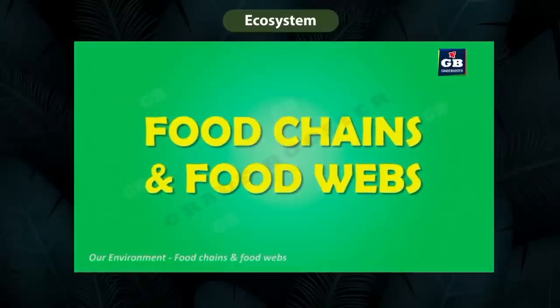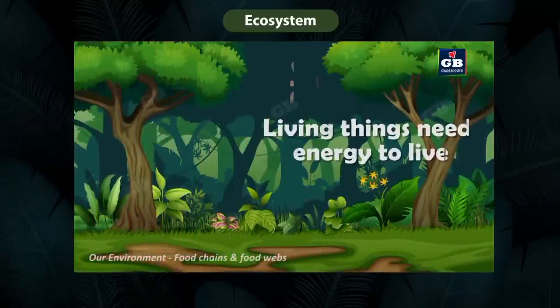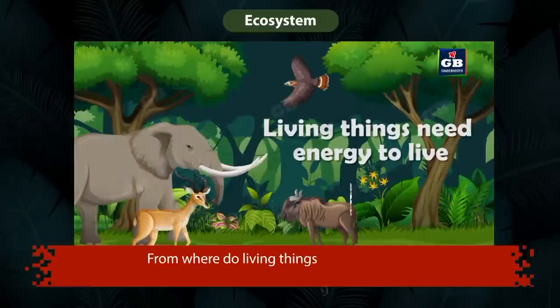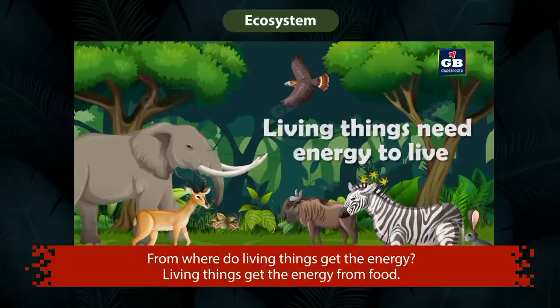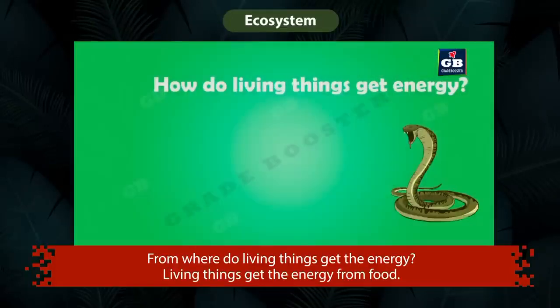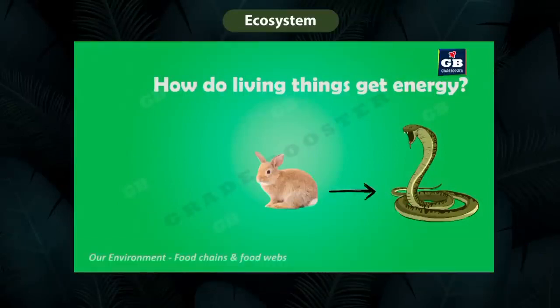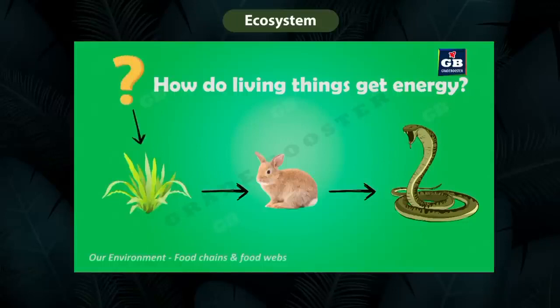Food chains and food webs. Living things need energy to live, but from where do they get the energy? Living things get the energy from food. A snake gets energy by eating a rabbit. That means the energy flows from the rabbit to the snake. From where does the rabbit get the energy? From the plants it eats. From where do the plants get the energy? They get the energy from the sun.